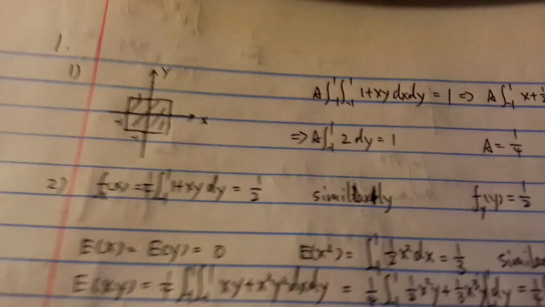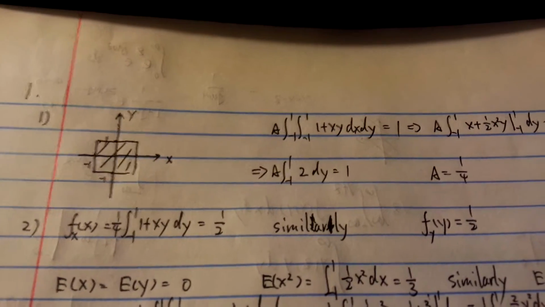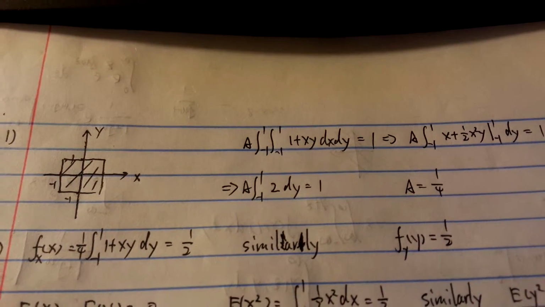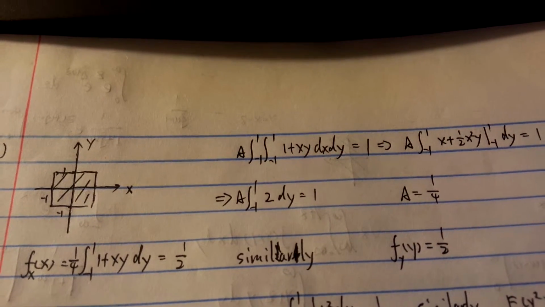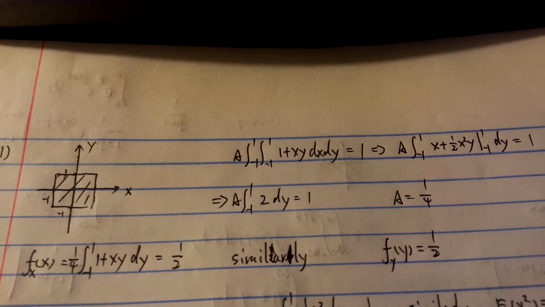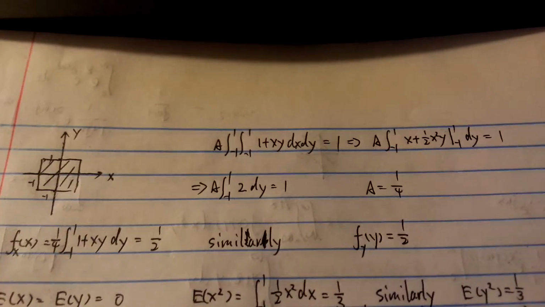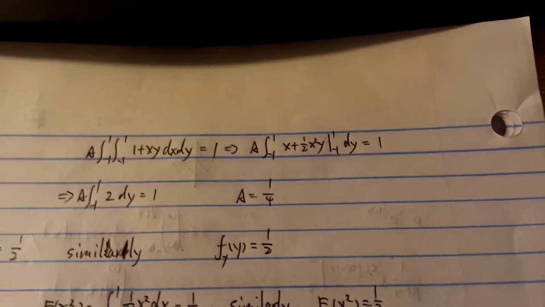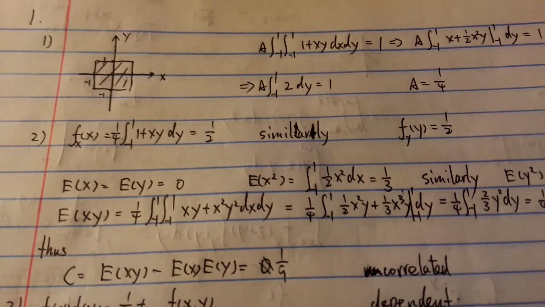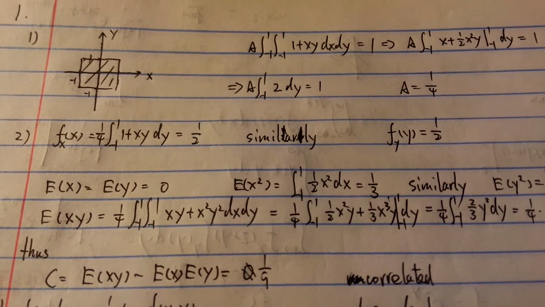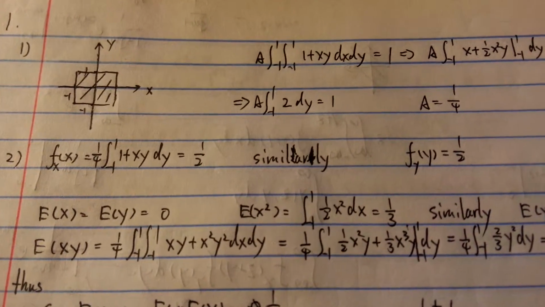So let me see what I need to do. First, I draw the region of x and y. So we just make an integral over this region and let it equal 1. We can find that a must equal 1 over 4. And then we need to find the density function of fx and the density function of y.